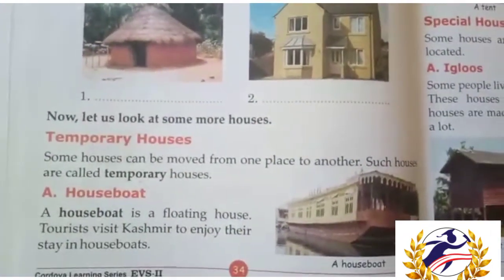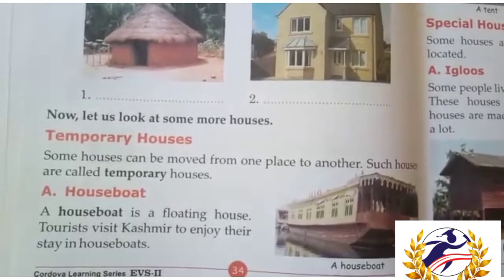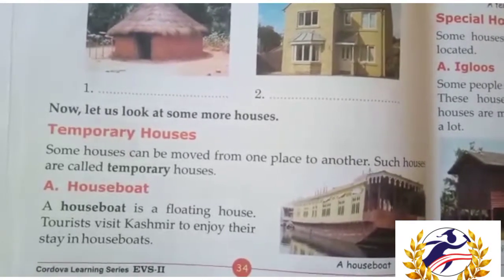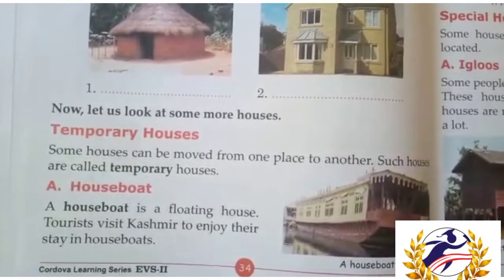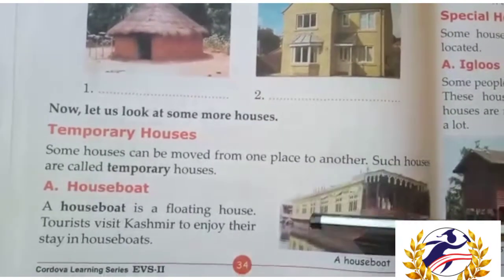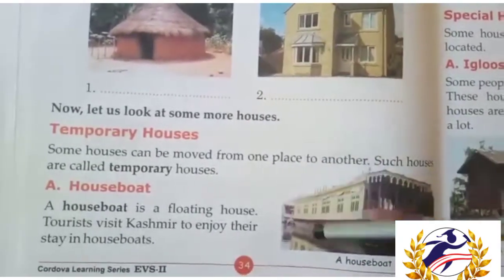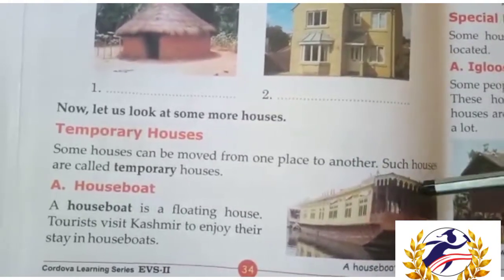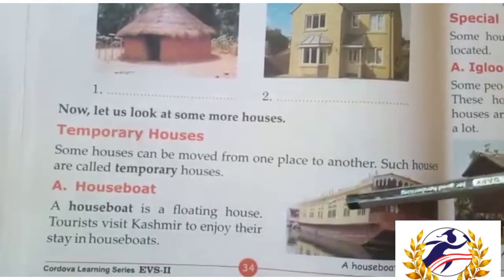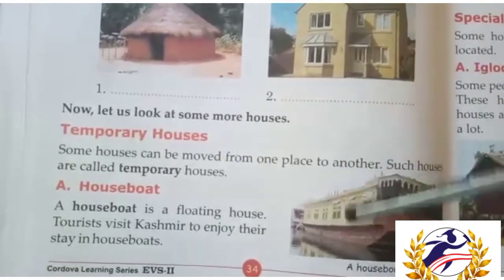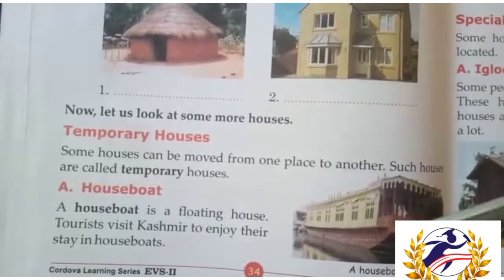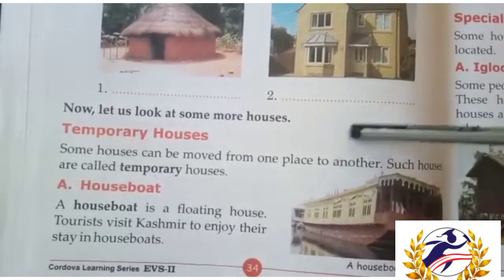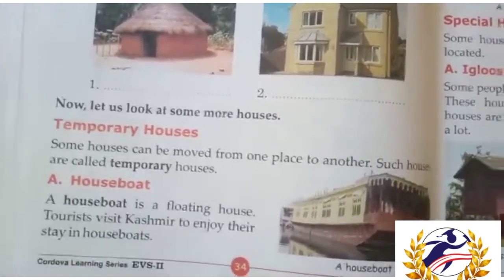and that is temporary houses. Some houses can be moved from one place to another. Such houses are called temporary houses. A houseboat, I think you observed. We observed the houseboat in Kerala and in Kashmir, which will float on the water. Those houses are called a houseboat. It is called a floating house.